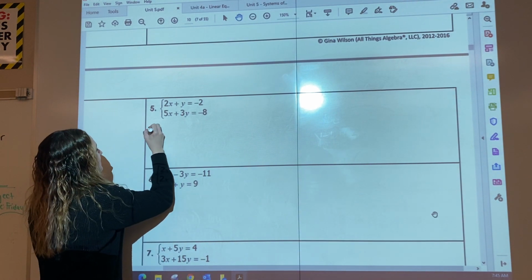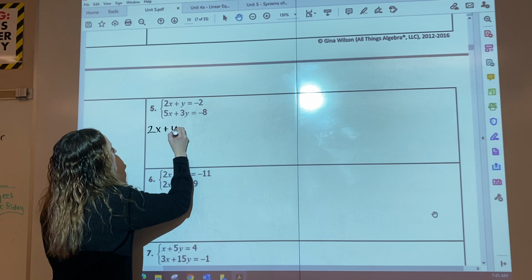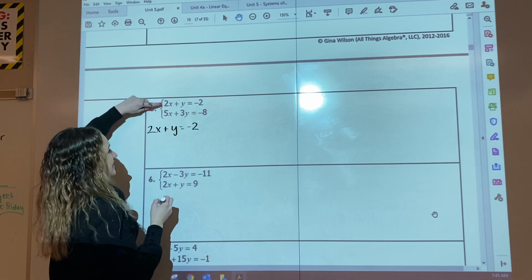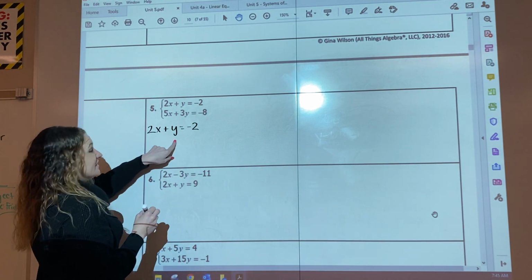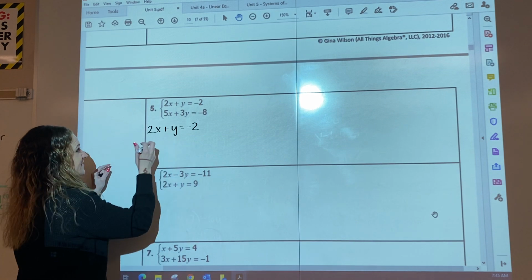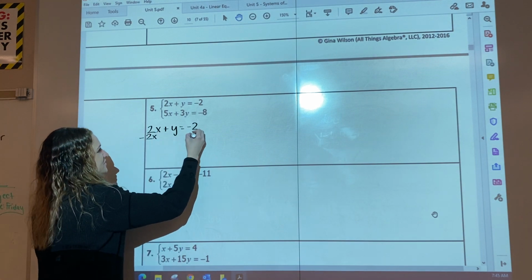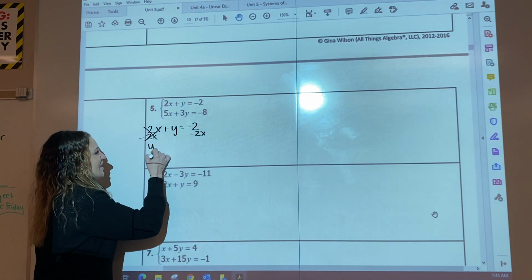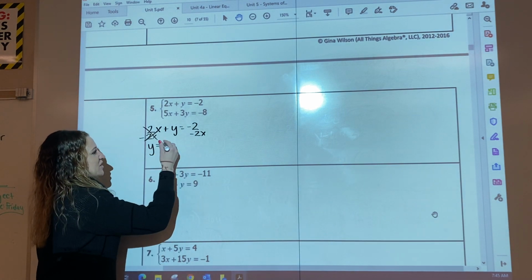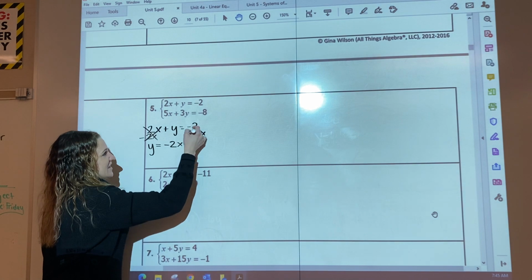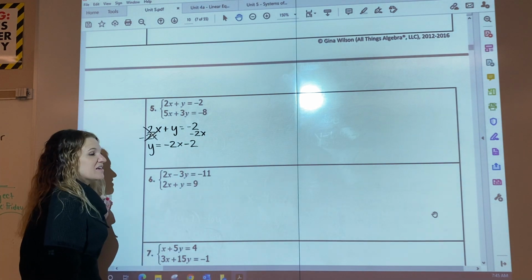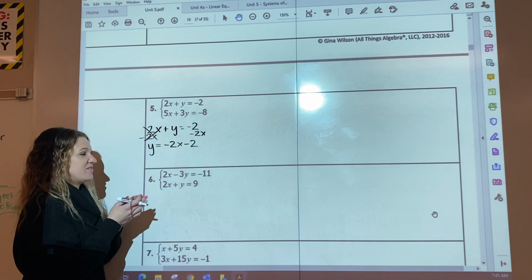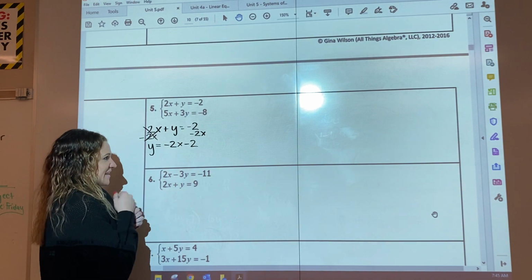So I'm going to rewrite this equation here. That's the top one, and I'm going to solve for y. To get the y by itself on the left, I need to subtract my 2x on both sides. It goes away on the left. I get y equals, I'm going to put the negative 2x first, and then the negative 2 after, because they're not like terms, I cannot combine them. Alrighty.